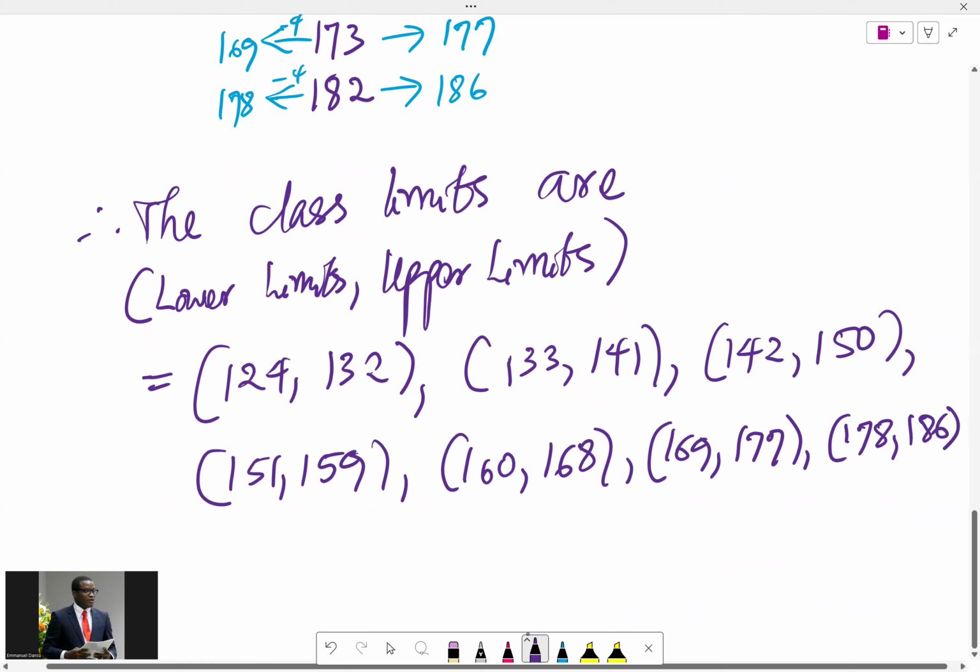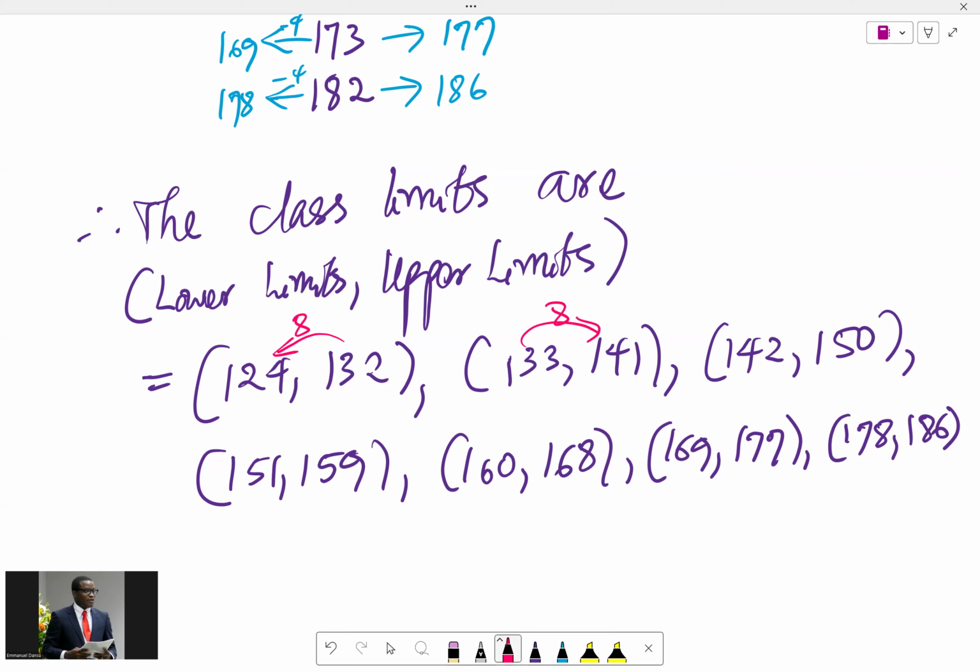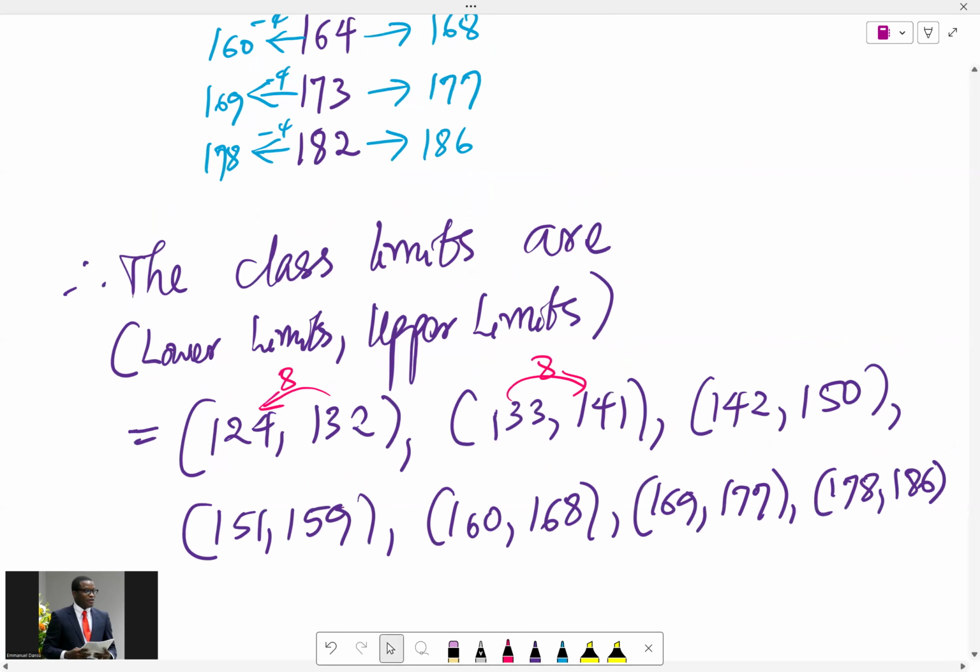Now you can see, just like I said before, the class interval size is, when you subtract, the difference between these two, 132 minus 124, that's 8. Same here. If you add 8 to this, you get 141. So that's why I feel this question can be ambiguous. But based on my understanding, this is what I think it should be.